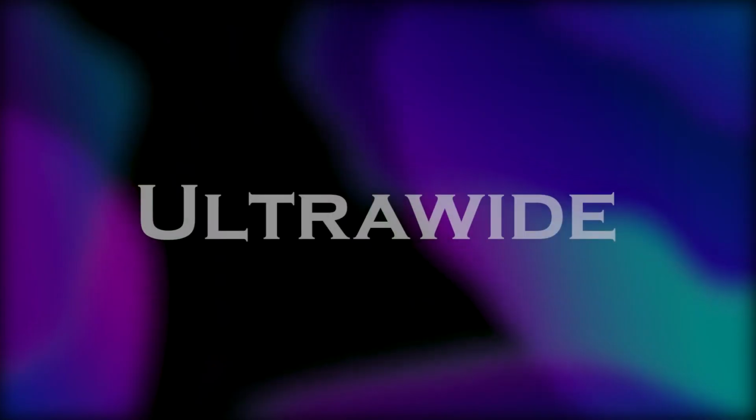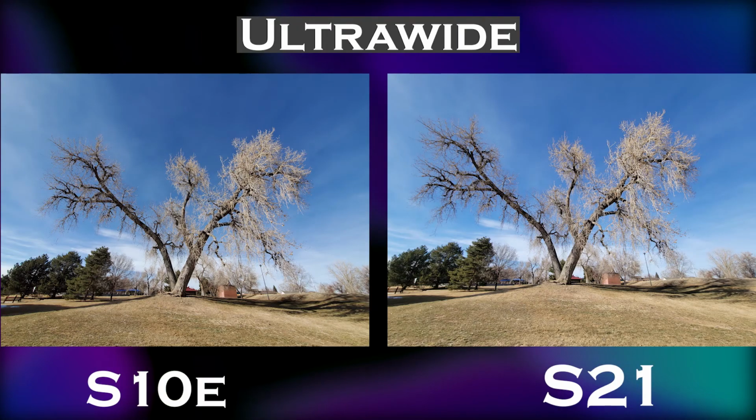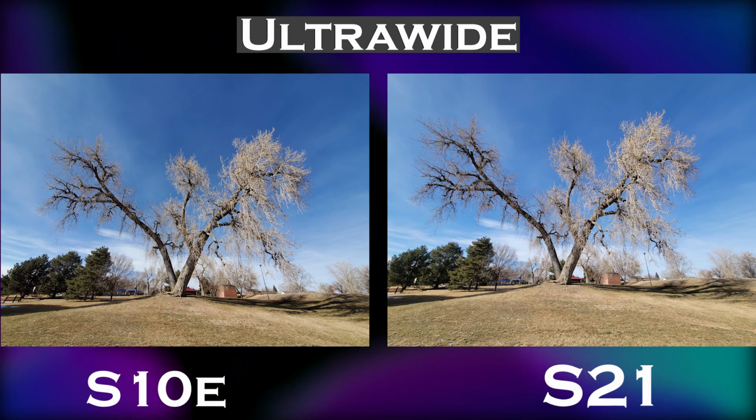photos. Ultra-wide. Of this photo of a tree on the ultra-wide lens of both phones, this is the closest that both phones have been this entire video. Both the saturation, color temperature, sharpness, background blur, and everything are nearly identical, with the only difference being the S10e's slightly wider 123 degrees of field of view versus the S21's 120 degrees field of view.